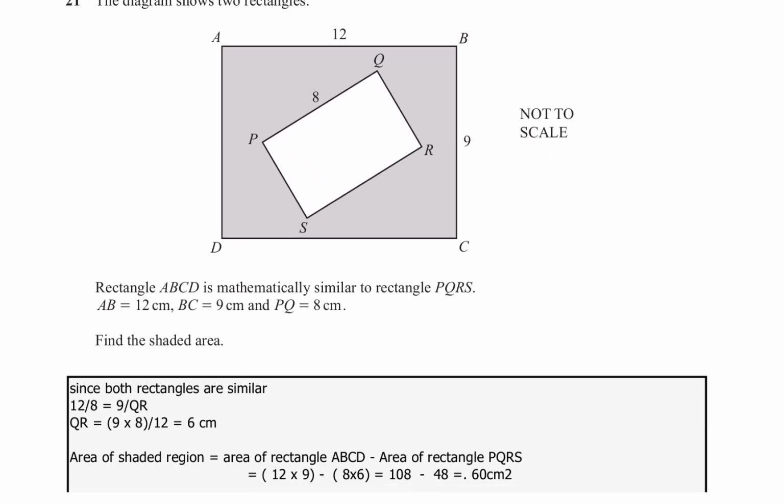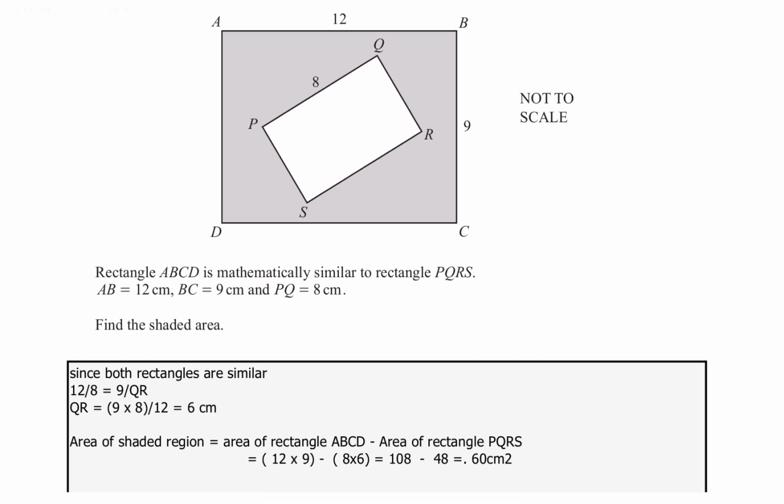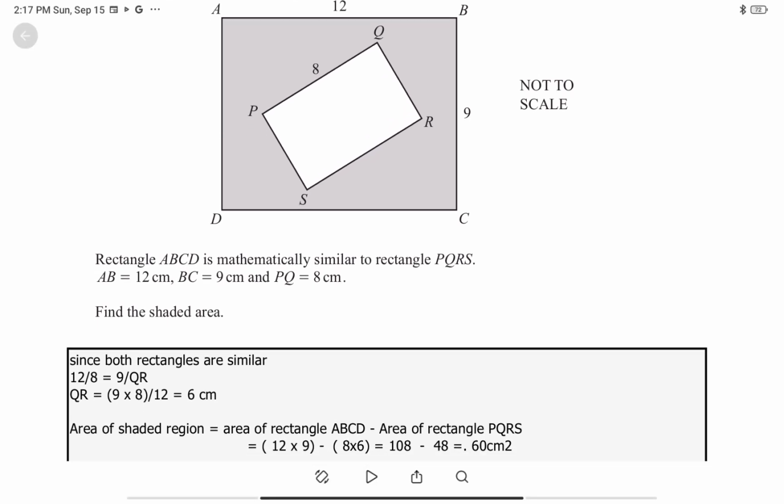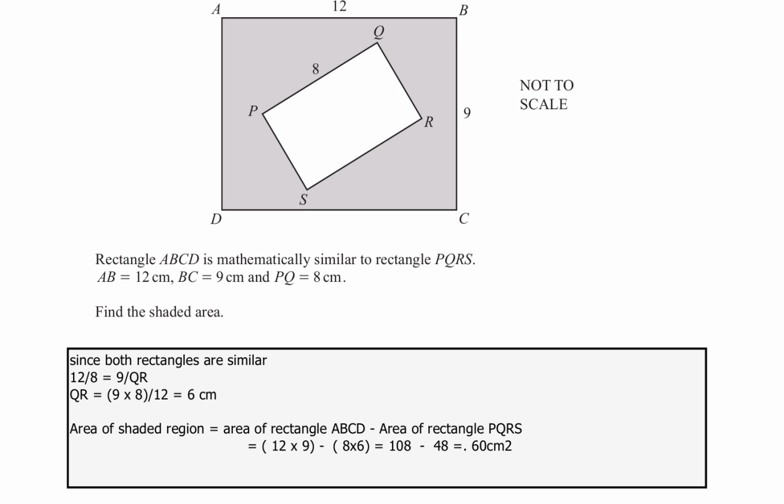Question number 21. The diagram shows two rectangles ABCD and PQRS. Rectangle ABCD is mathematically similar to rectangle PQRS. AB is 12, BC is 9 cm and PQ is 8. Find the shaded area. I have all the dimensions of rectangle ABCD, but I don't have the dimensions of rectangle PQRS. So I need to calculate the side QR.